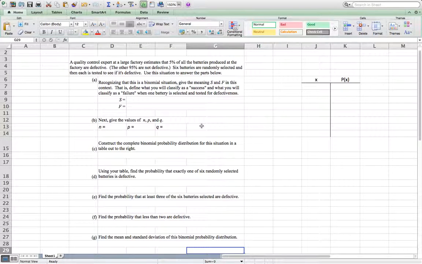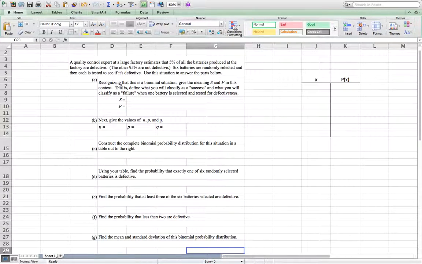This video is recorded to help my students understand binomial distribution and how to use Excel to calculate binomial distribution. We use this example to demonstrate. A quality control expert at a large factory estimates that 5% of all the batteries produced at the factory are defective. The other 95% are not defective. 6 batteries are randomly selected, and then each is tested to see if it is defective. Use this situation to answer the parts below.